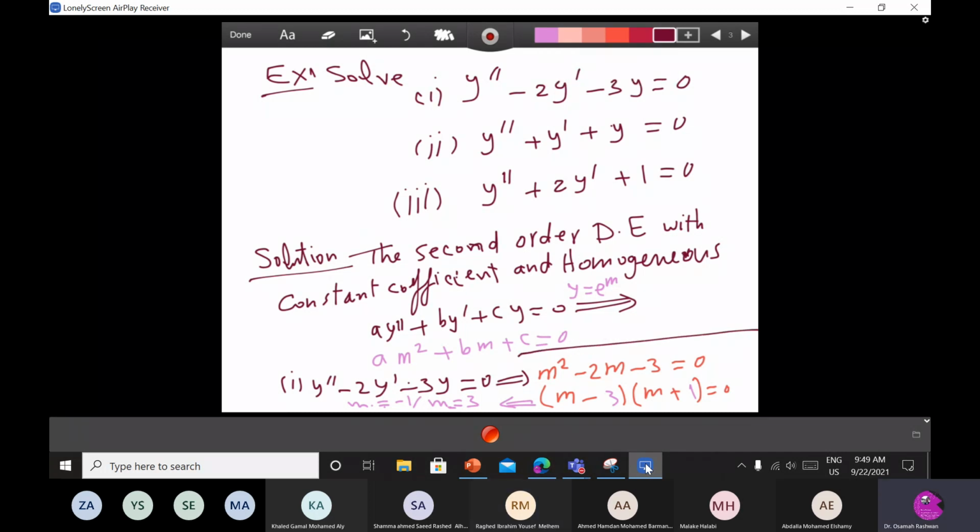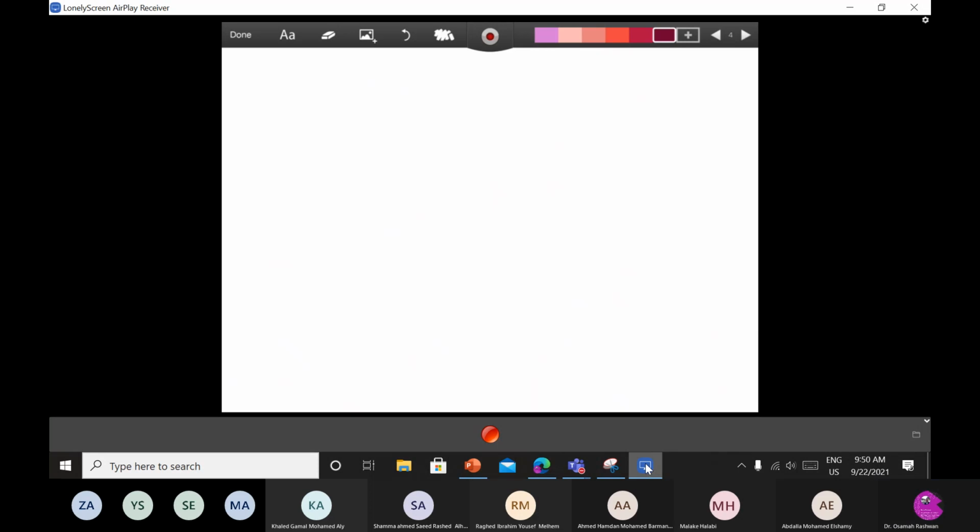So what is the solution? Which case is this one? It's real and not equal. So y equals C1 e to the 3x plus C2 e to the minus x, okay? This is the solution of this one, right? Now I finish the first one. Let's go for the second one.